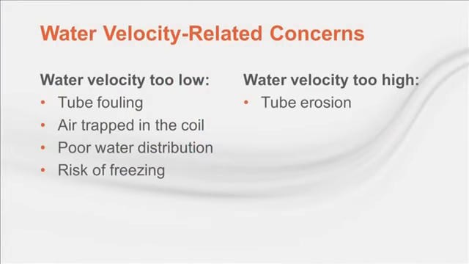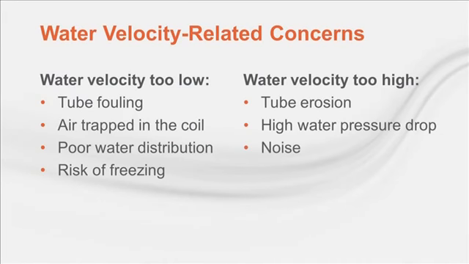On the other hand, too high water velocity can cause the following: erosion of the inside surfaces of the tubes, especially at the U-bends, excessive water pressure drop, and noise. There are also diminishing returns on coil capacity with higher velocities, so the expense of moving the water faster cannot be justified through increased capacity.